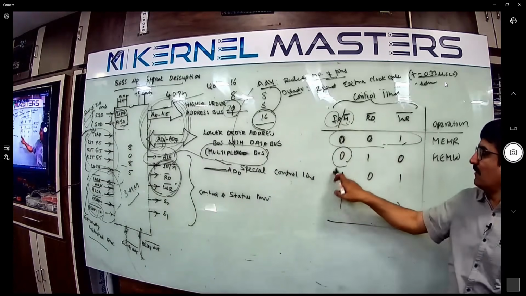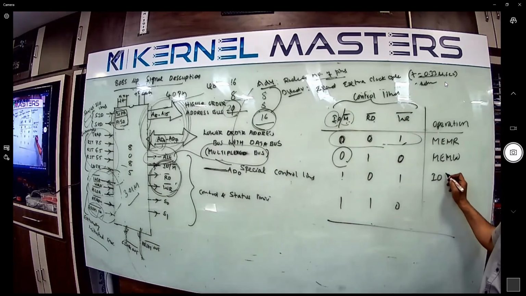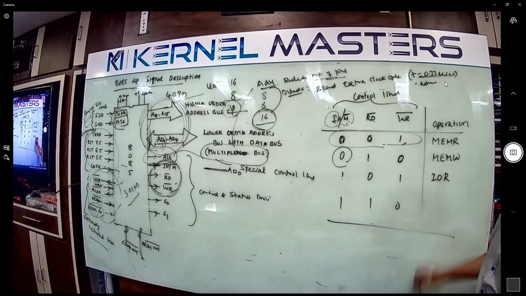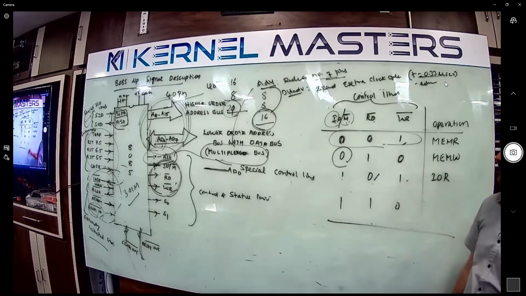IO 1 indicates what? Tell me. IO, input IO. Is it IO read or write? Read. Read is enabled, write is disabled. Yes, because it is a low signal. Look at the signal.